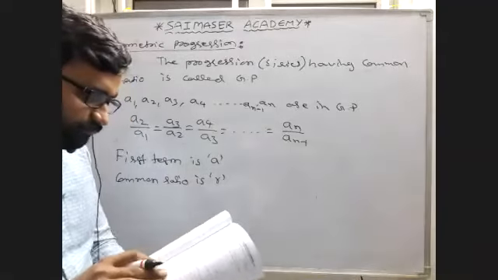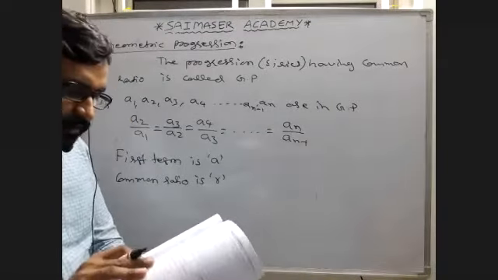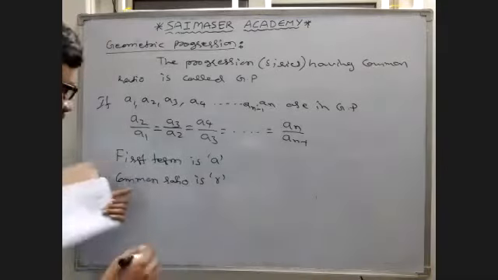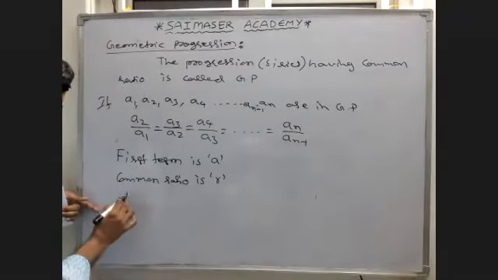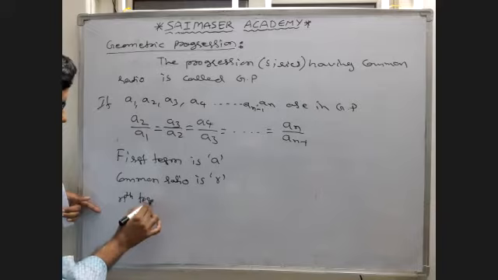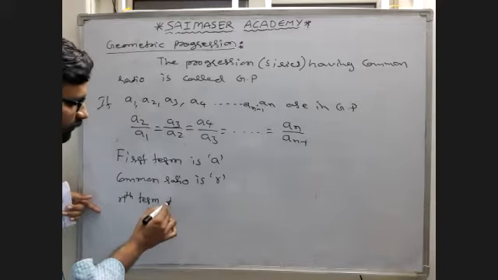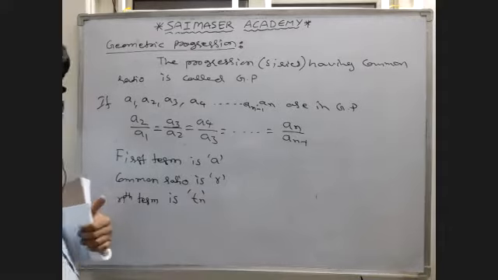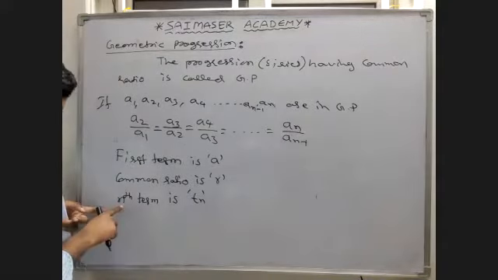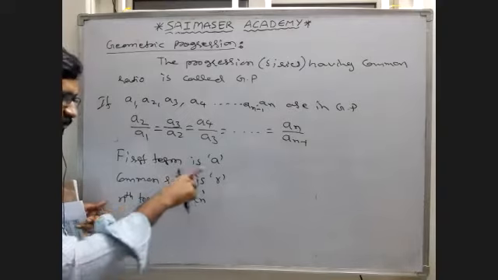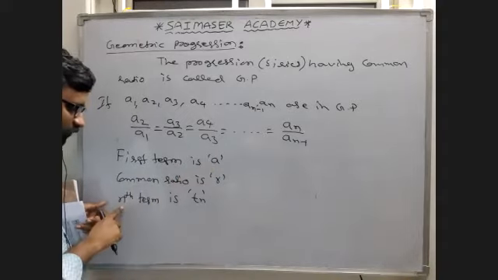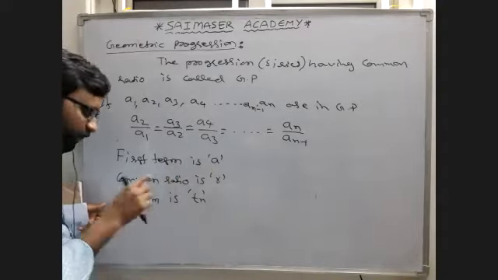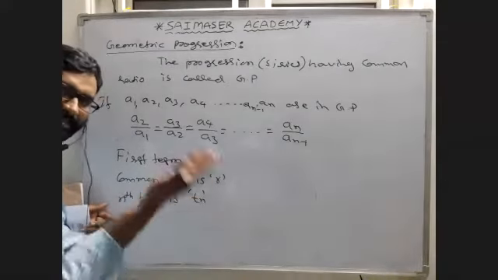And the nth term is denoted by Tn. Nth term means the last term. If you take n equal to 1, T1, that is the first term. If you take n equal to 2, T2, that is the second term. If you take n equal to 3, T3, that is the third term.